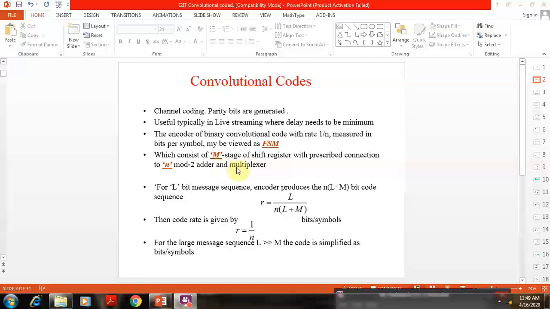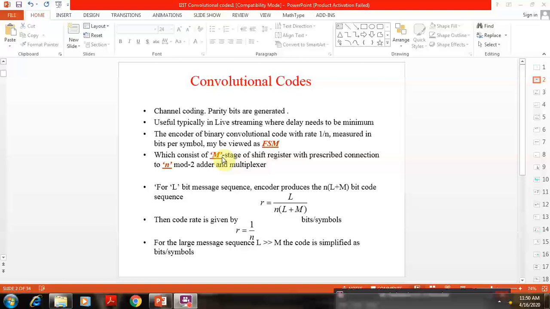If we have m stages of shift register and we have n mod-2 adders, which are actually XOR gates, and then you have a multiplexer to select one of the outputs generated from the convolutional encoder. So if you apply L bits of message sequence, then the encoder will produce n into (L plus m) bits of code sequence. Again I repeat, m is the number of flip-flops, n is the number of adders, and if you apply L bits of message, then the output code word will be n into (L plus m) bits.